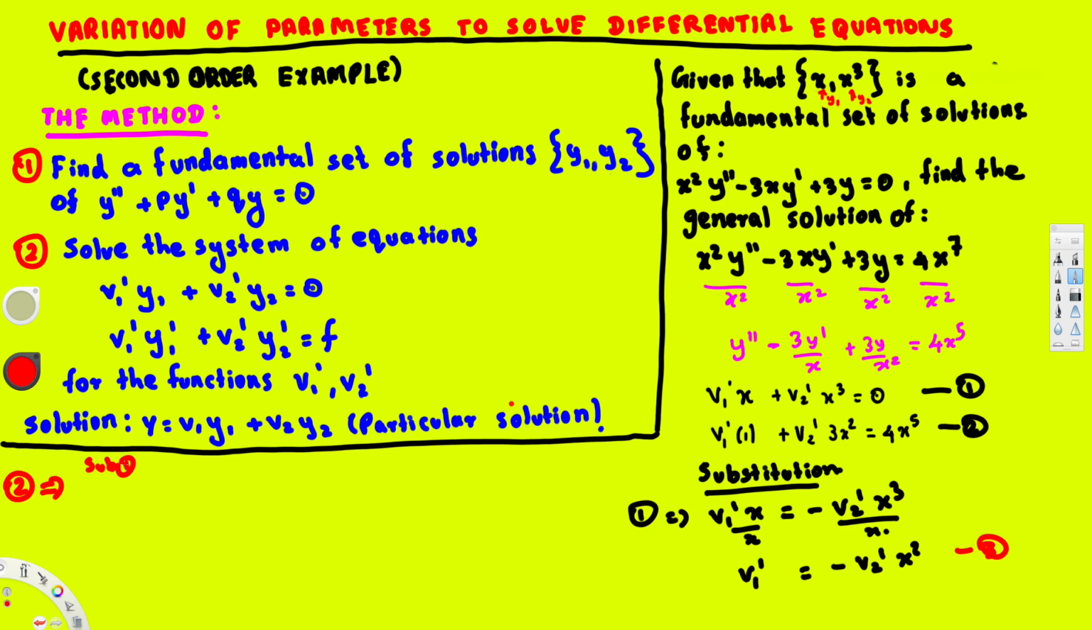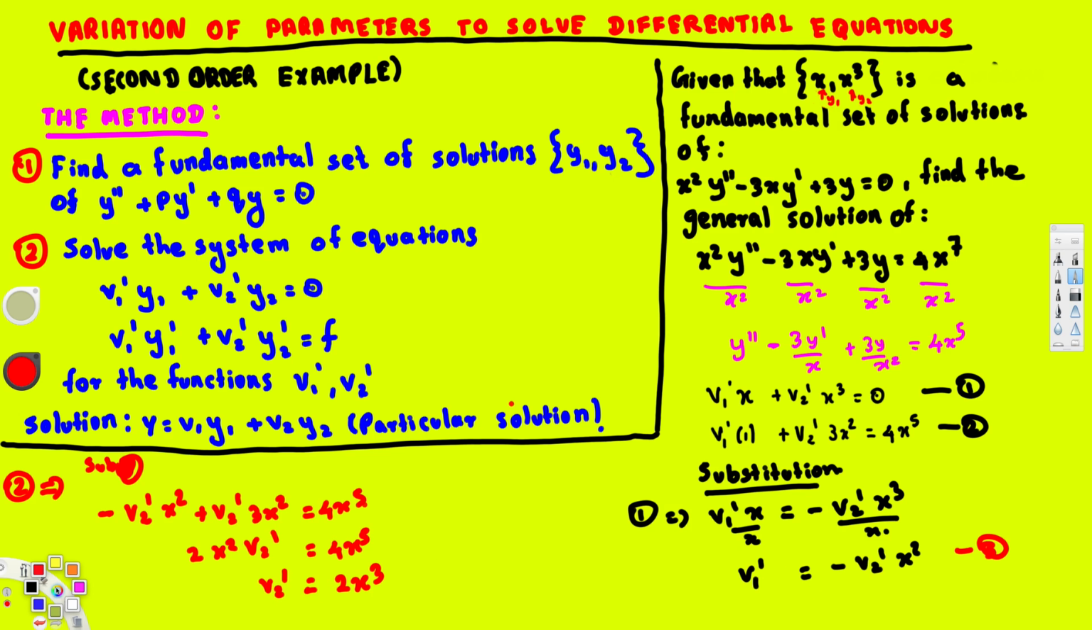Okay, so let's substitute in the second equation, and v1 prime we found out is negative v2 prime x squared. So this is going to be negative v2 prime x squared, and here we have v2 prime 3x squared, equal to 4x power 5, and if you add them together, that's going to give you 2x squared v2 prime equal to 4x power 5. Therefore v2 prime is going to be equivalent to 2x cubed. Okay, now we found v2 prime, and we also found v1 prime.